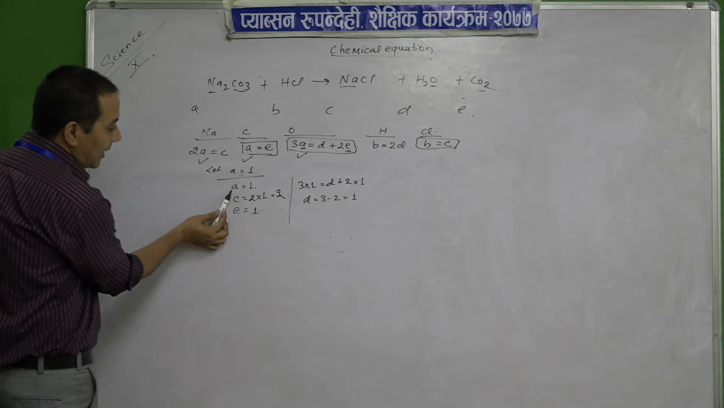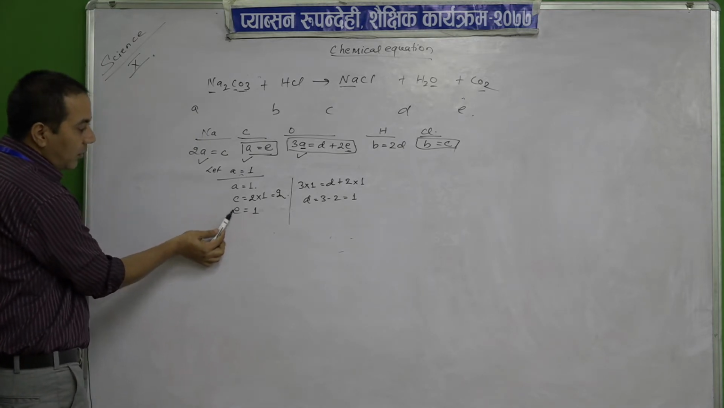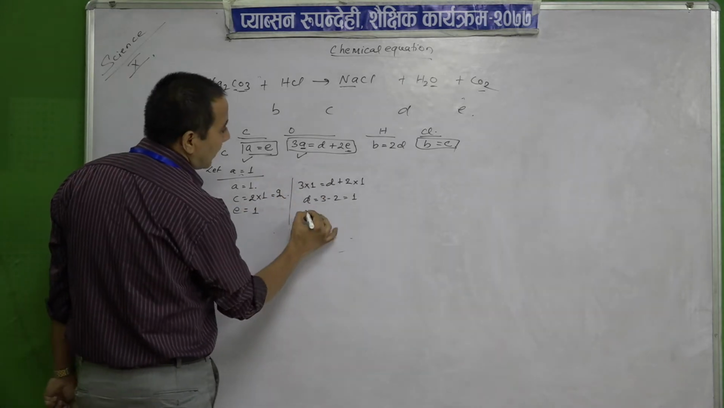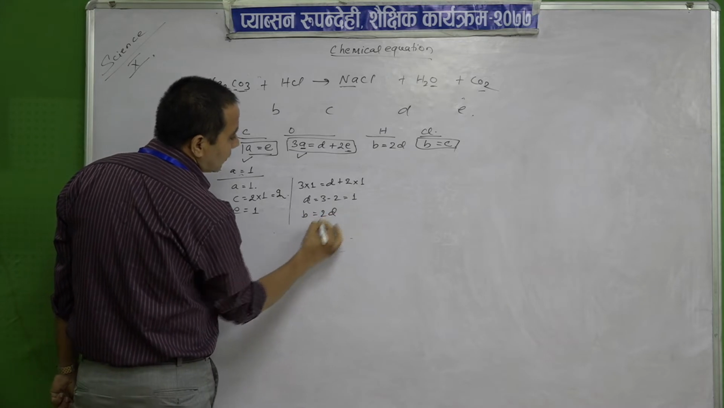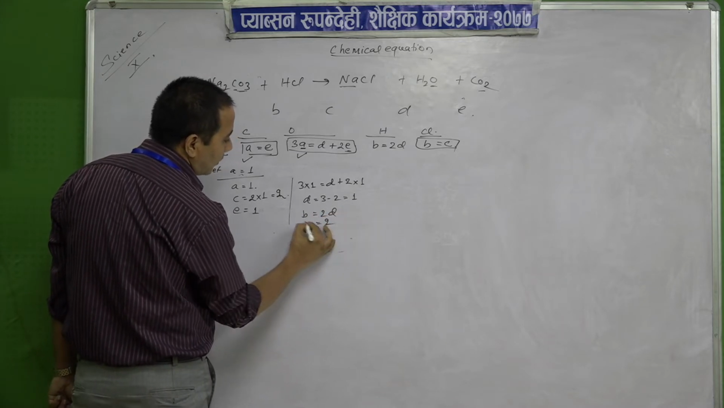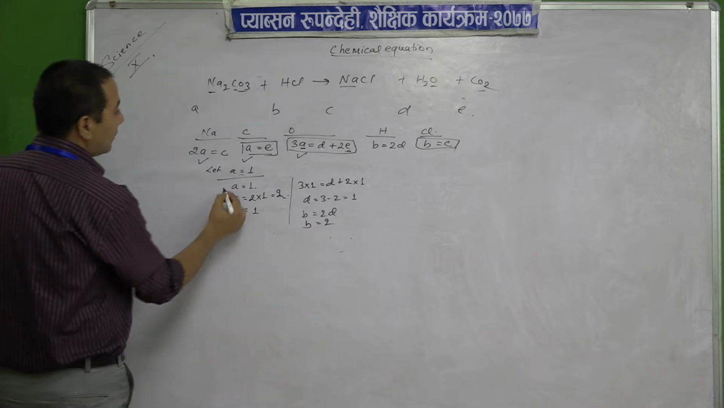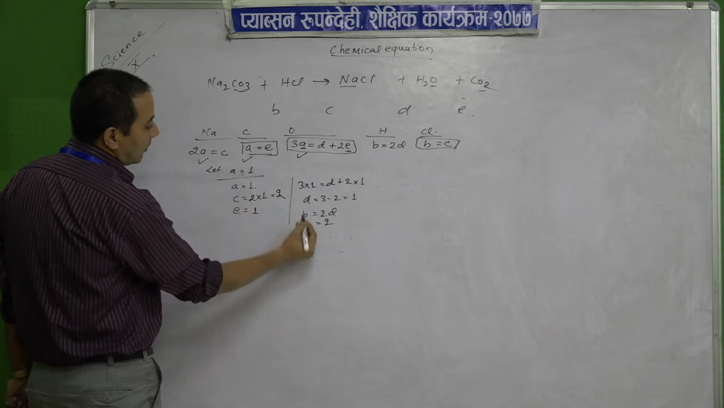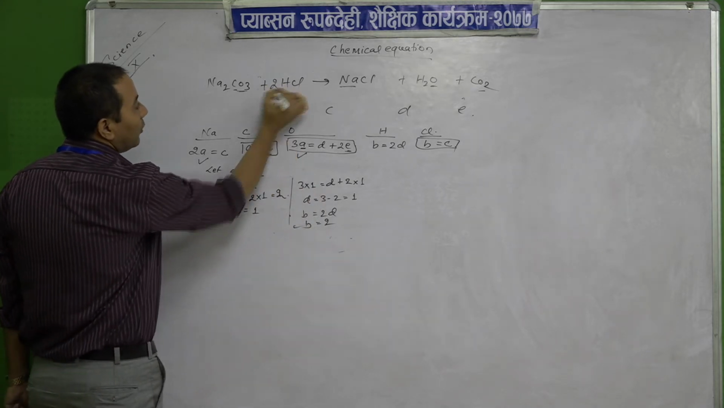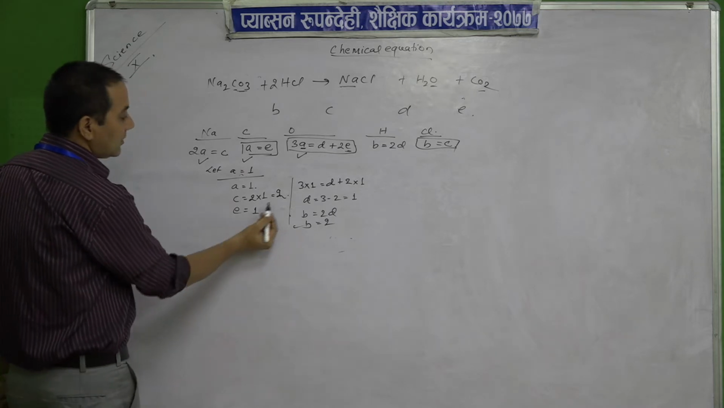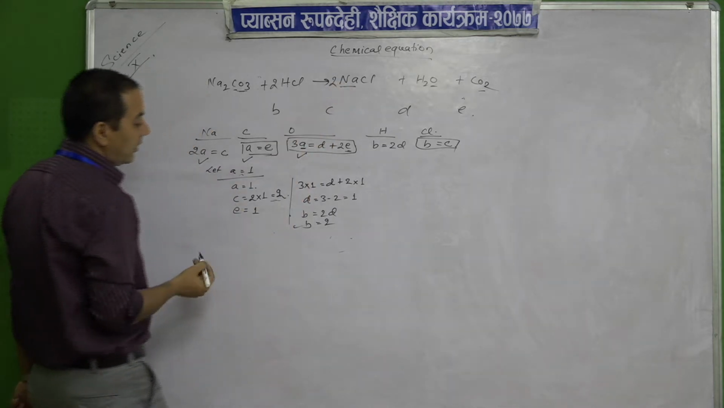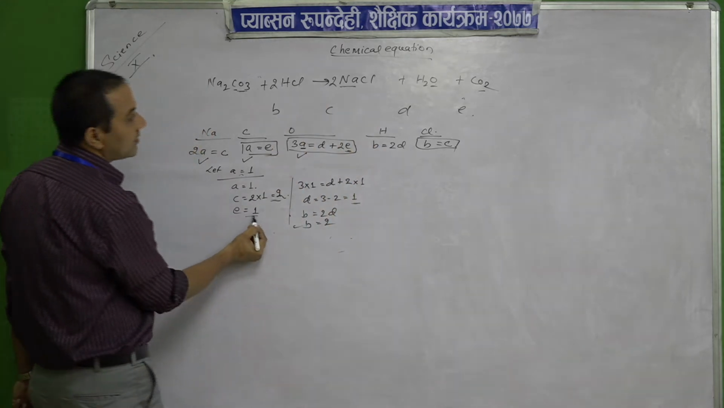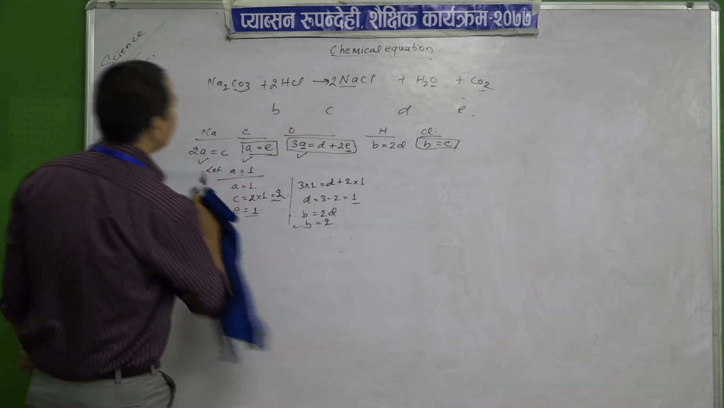So now we have the value of A, the value of C, the value of E, and the value of D. And we need the value of B. B equals 2D, so 2 into 1 equals 2. Now we put the values. A is 1, it is not necessary to show. Then B is 2, we put 2 here. C is also 2, we put it here. Then D is 1, no need. E is 1, no need. Now see whether it is balanced or not.